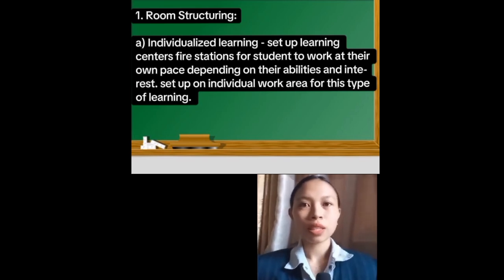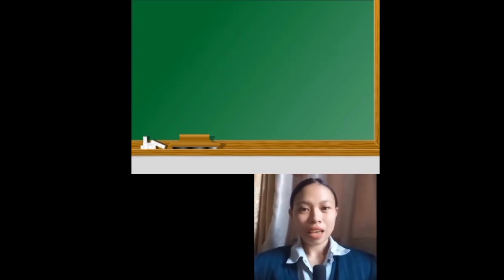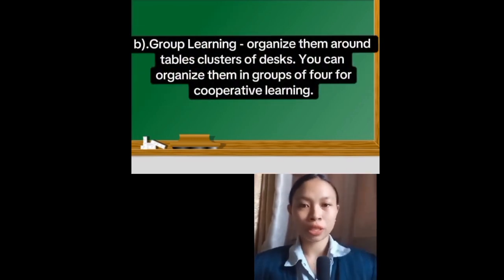Okay, so a learning station helps students work at their own pace based on their interests and abilities. So for example, a teacher sets up a reading corner or a math practice station. So these are examples of learning stations for individualized learning. And also we have group learning.